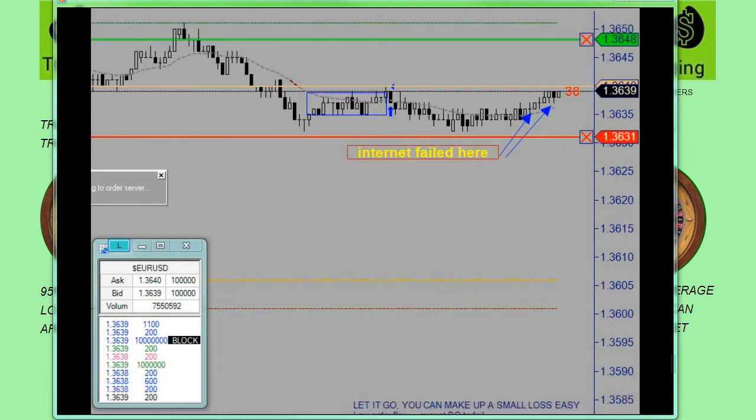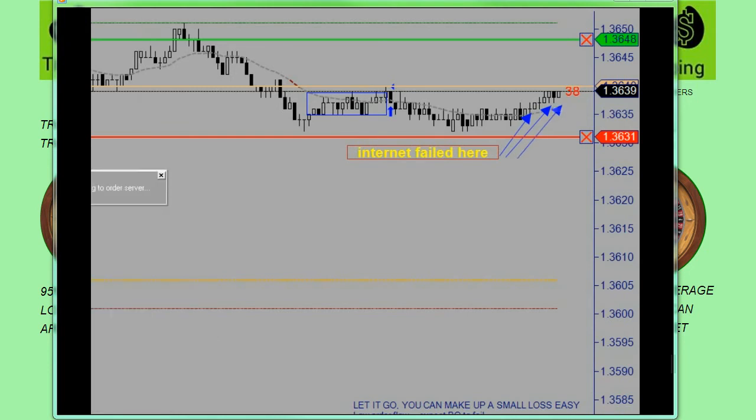There was already a test of the 50 level that failed. Then there was a retest of the 50 level that failed. And I'm one of those people that kind of believe in the power of threes. So I expected it to come up and probably test that 50 level again for a third time before dropping. So I wanted to be out just prior to that, which you can see I have my stop there at 36.48 for a profit target.